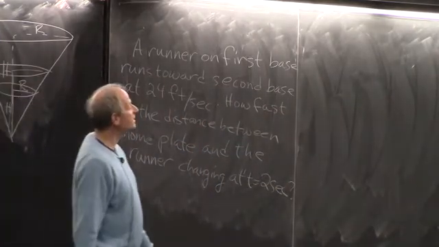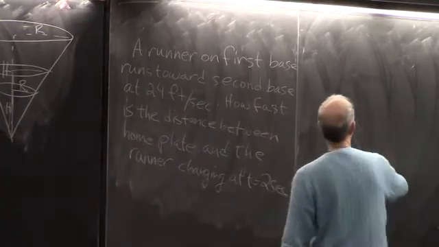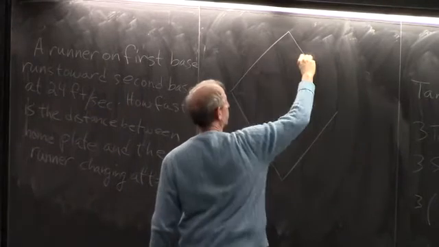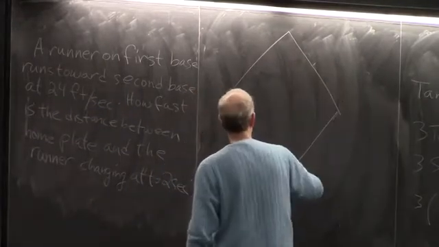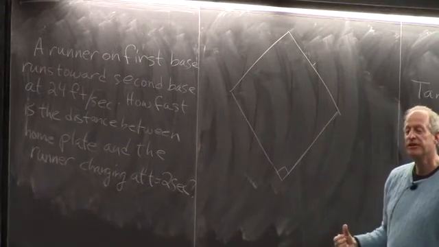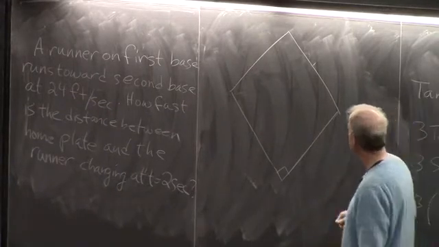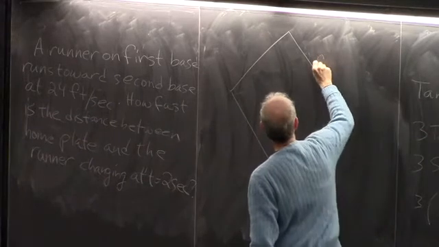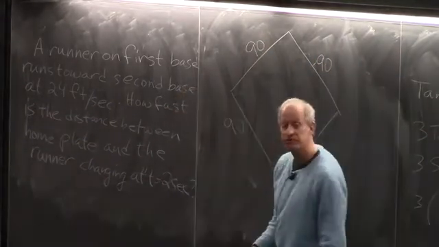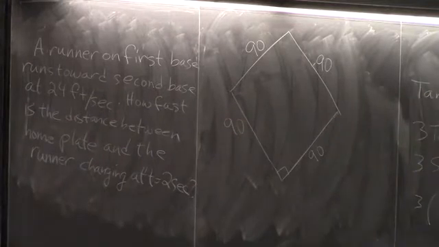A runner on first base is heading towards second base. So what does that mean? For those of you who don't know what I'm talking about, in baseball, you have a diamond, and the bases are 90 feet apart, as opposed to the pitcher's mound, which is 6 inches. Don't forget the 6 inches.